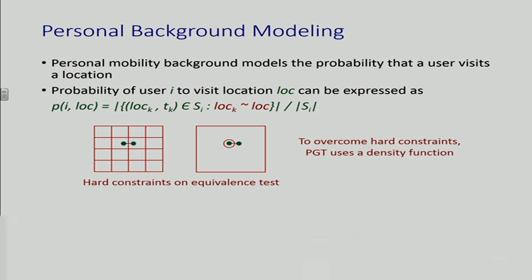So to more effectively capture such an equivalence test, PGT uses a density function, which is a better way to do it compared to this sort of hard constraints.